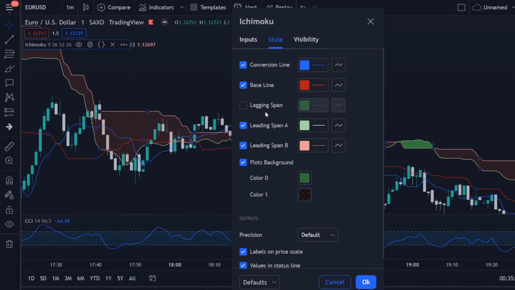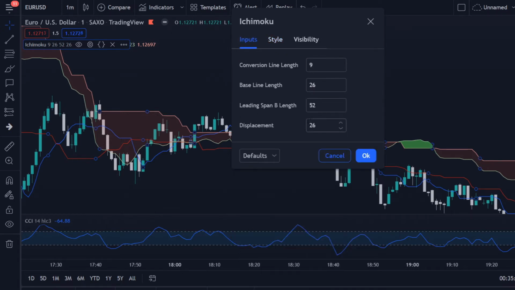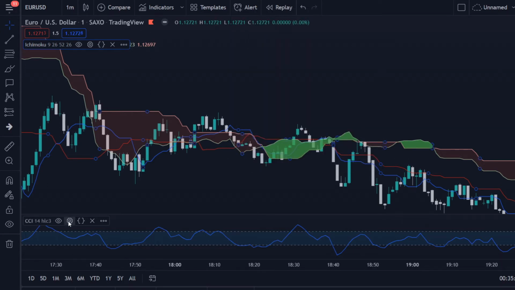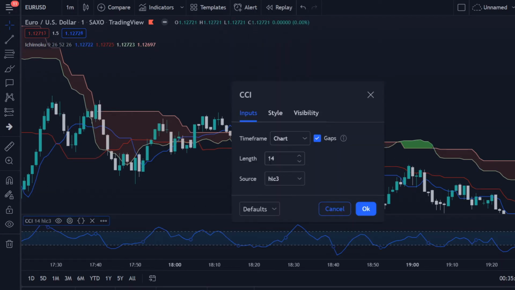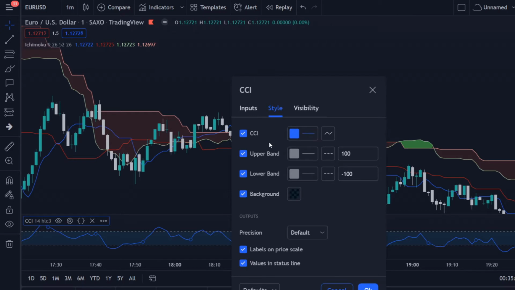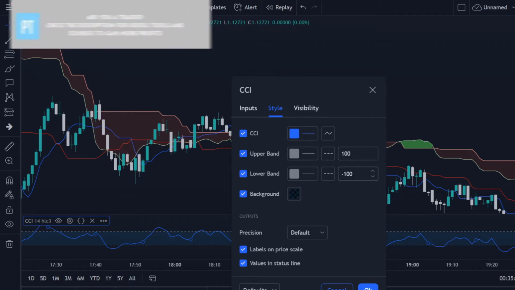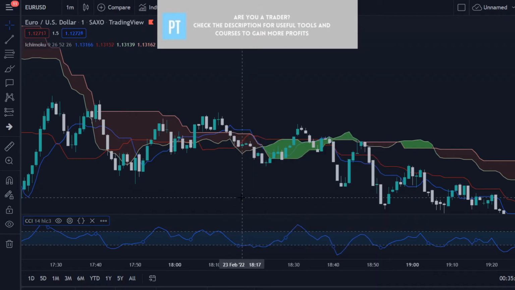So make sure to disable the lagging span and use this as default, and then we go to CCI and it is set at 20, but make sure to use the 14 level. And style, you can play around with the colors if you like. I will leave it on blue, and make sure to use the upper band 100 and minus 100, and then you will see something like this.